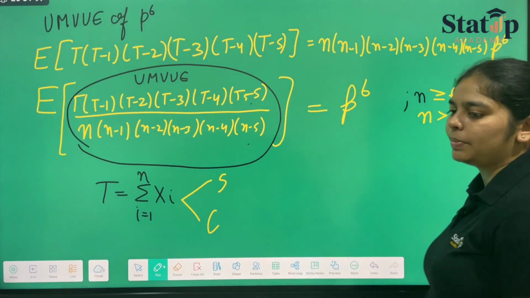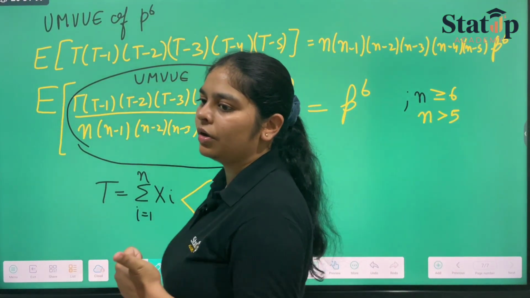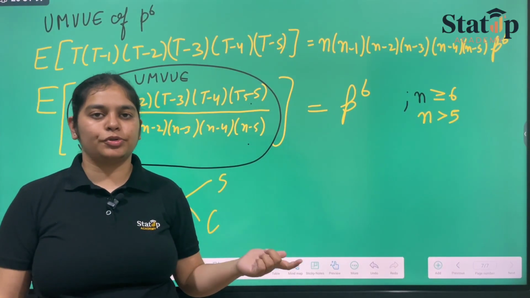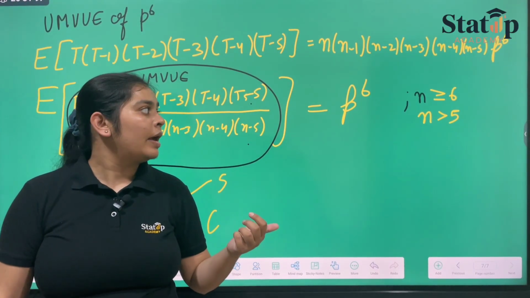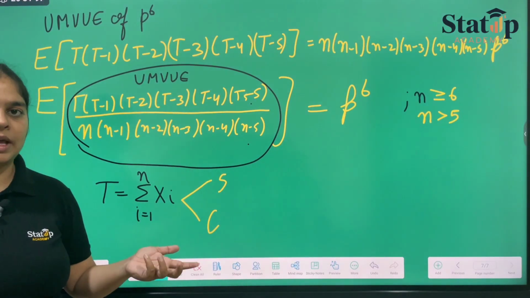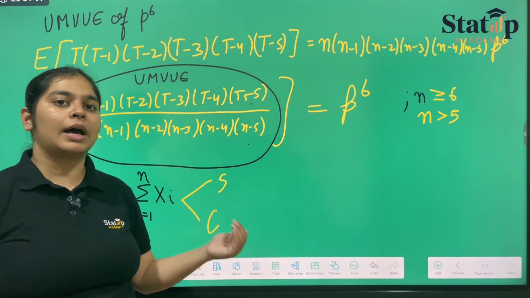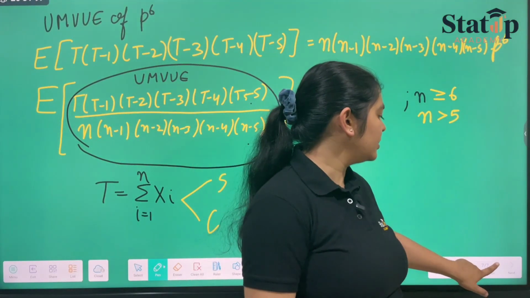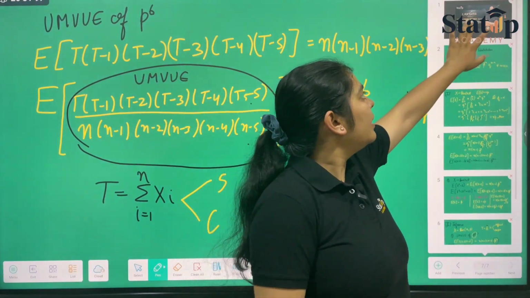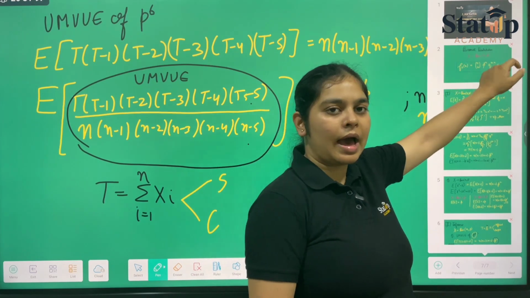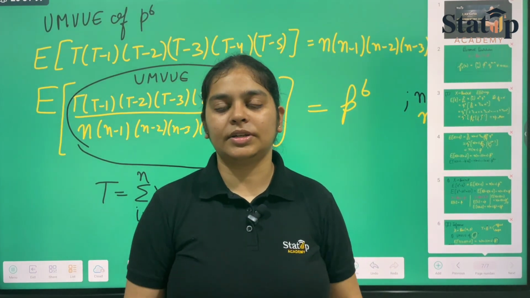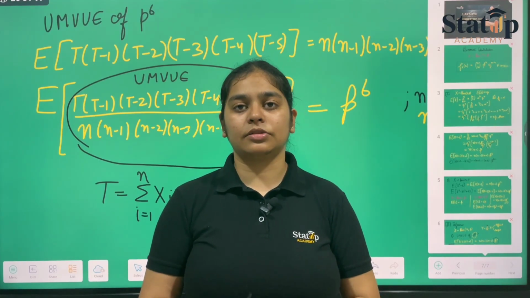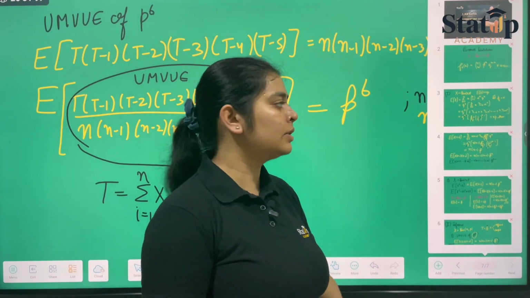So this forms the pattern for our inference, and the previous one forms the pattern for our distribution theory, and both are very useful in our examination. They can be asked directly or indirectly. So I hope that you understood this concept very clearly, and if you have any doubt, you can ask us in the comment section. We'll be happy to answer your queries.